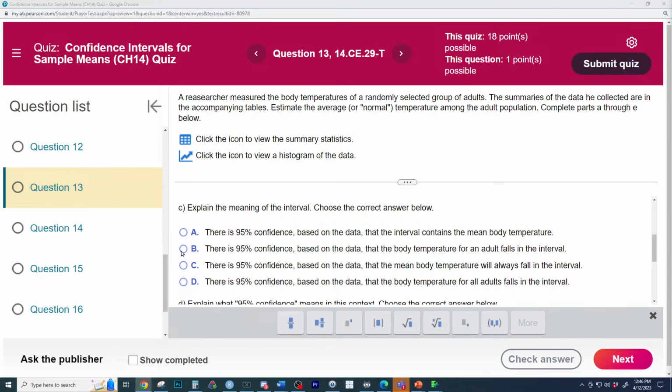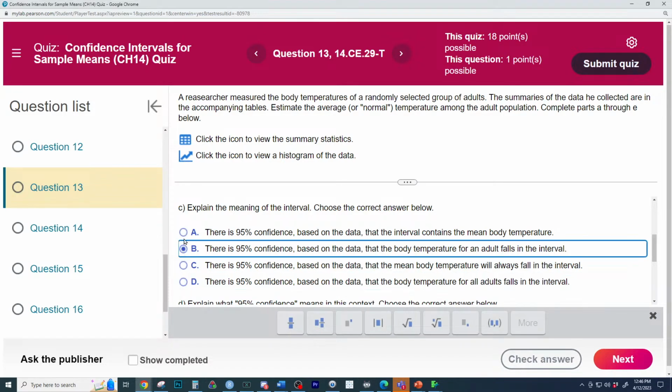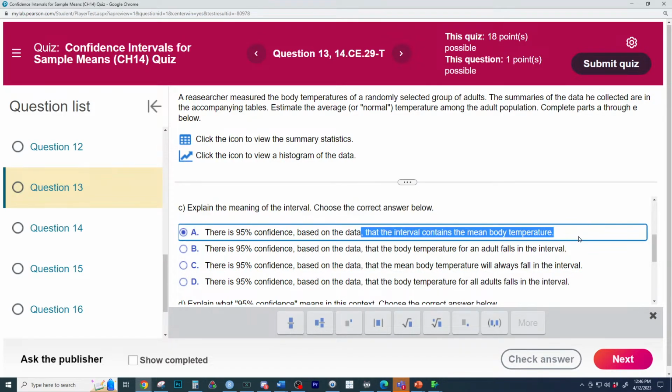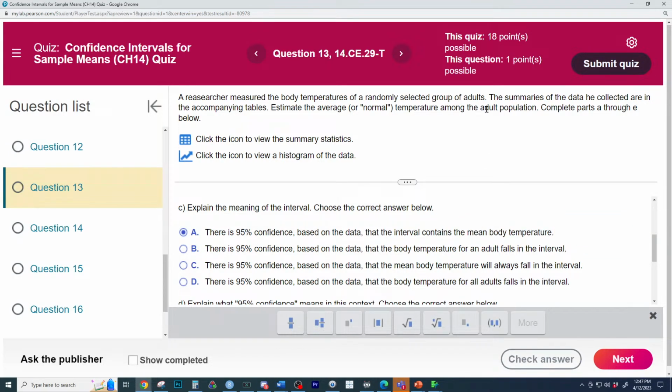We have to watch out because these are the only ones that talk about adults. I'm a little worried about this interpretation because it doesn't say adults, and that is some context we probably need, because look, it says the adult population is what we're trying to understand. Estimate the average for the adult population. Be very careful. Don't click answer all the questions before I do. We'll always fall in the interval. This is just horribly wrong.